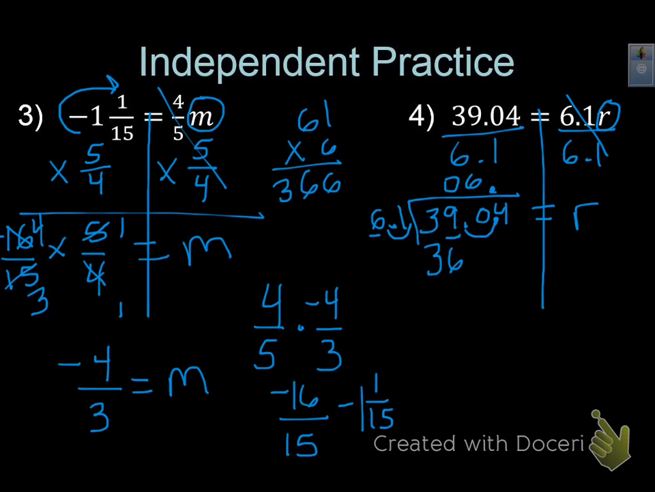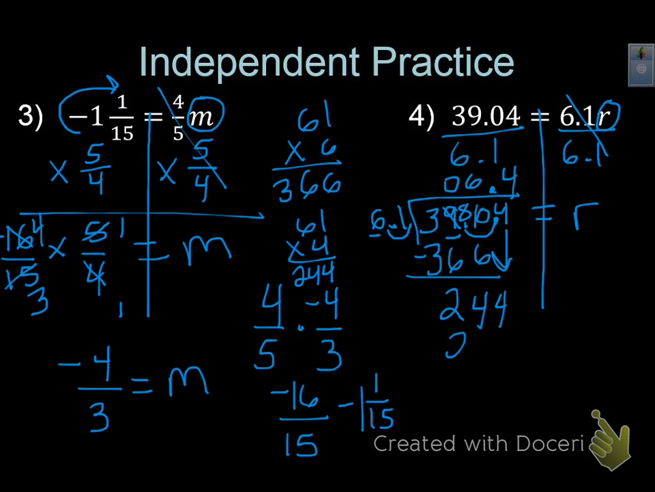So I will subtract 366. I need to borrow. And I have 24 left over. I need to bring down the 4. Now I know that 24 divided by 6 is 4, so I'm going to try 61 times 4. 4 times 1 is 4, and 6 times 4 is 24, and it looks like that will work out evenly. So my answer is r equals 6.4.